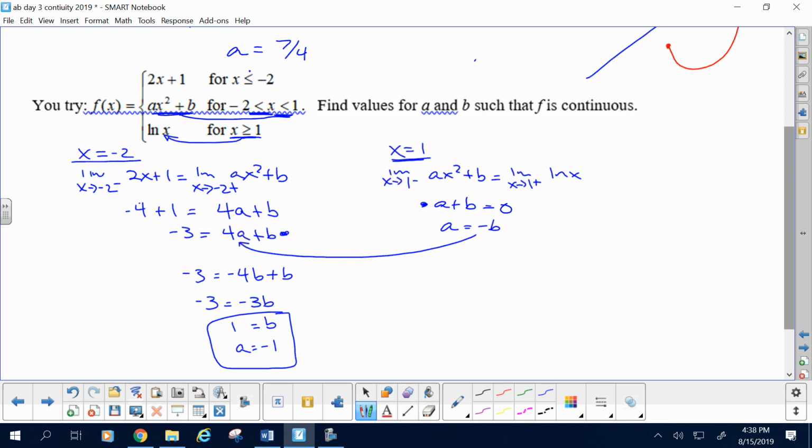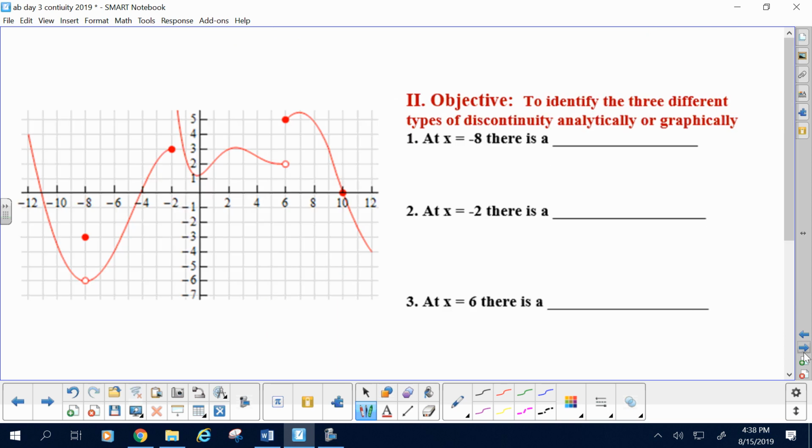You'll do a little bit of both. It's possible you even have 3 unknowns later on. We'll get there. All right. A little bit of vocabulary now. Here we go. You need to be able to identify there are 3 types of discontinuity and know the names for them.